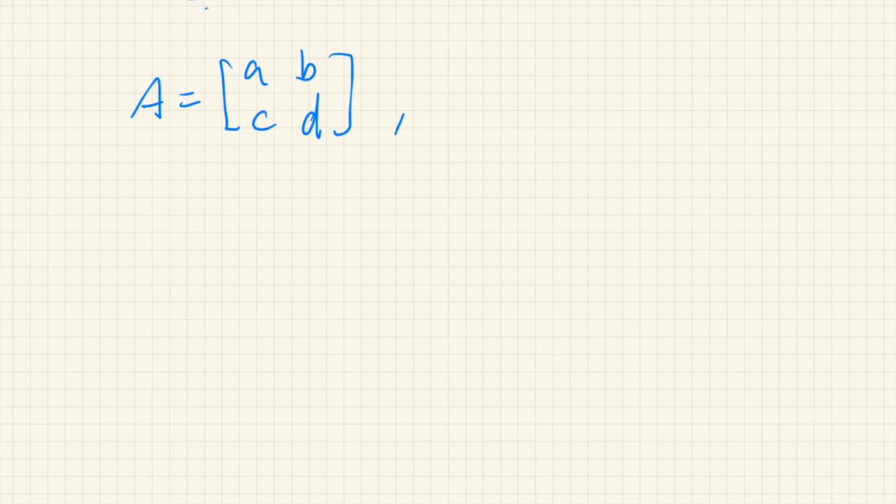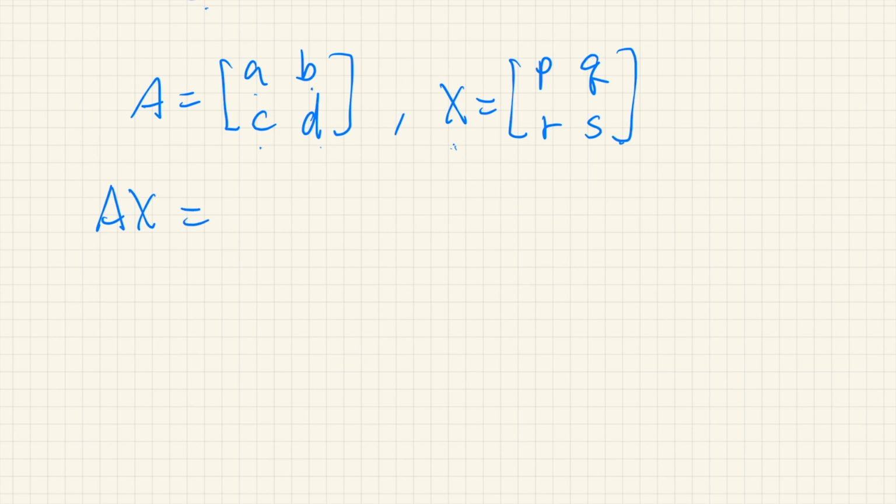And let's say its inverse, if it exists, is X = [P, Q; R, S]. We don't write A inverse at this point because this might not exist depending on the values of A, B, C, D. So anyway, based on the first definition, A times X equals X times A equals I should hold, right?